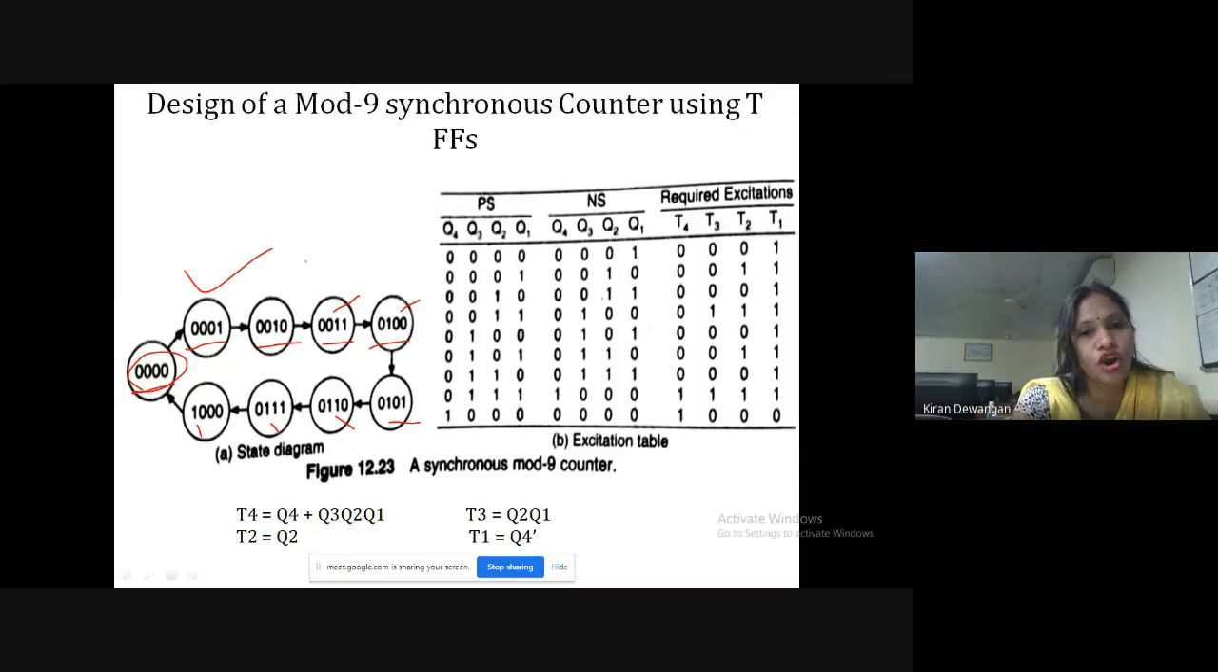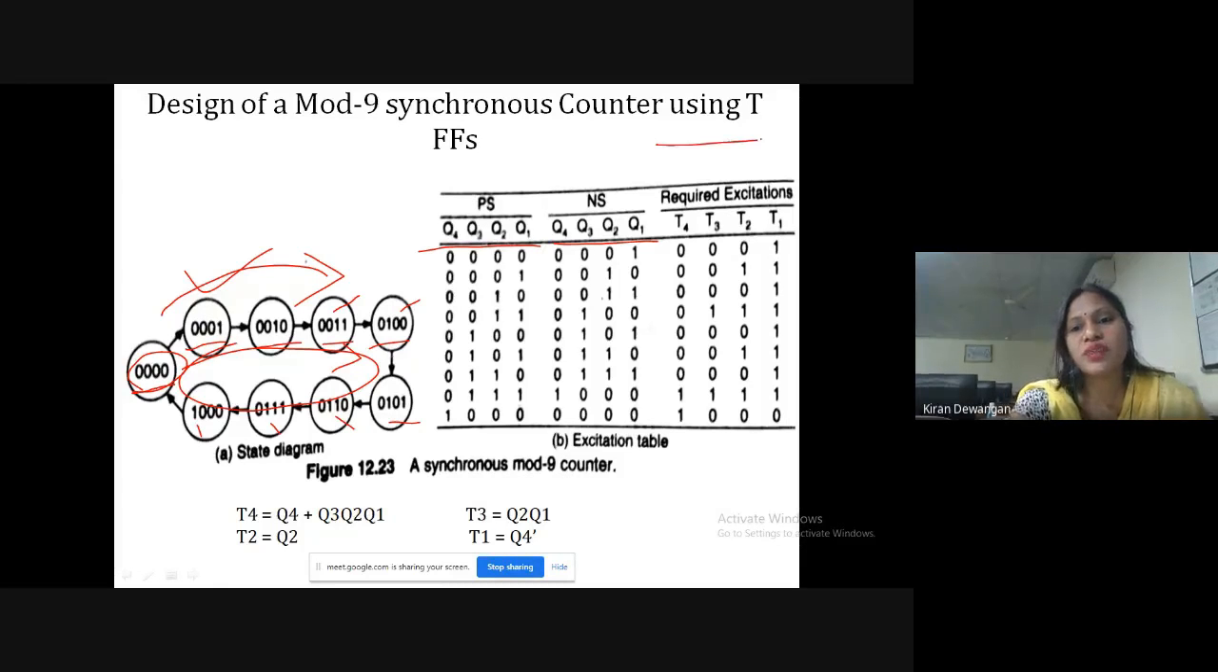So these are all 9 states. Total 9 states. We start with 0, then till state 8. ठीक है. So 9 states तक है. So we have drawn it in this way that it goes in this direction. The direction is this way. ठीक है. Now this is our present state and this will be our next state.